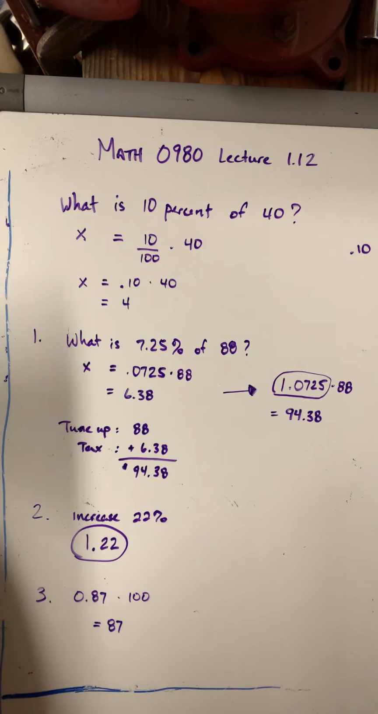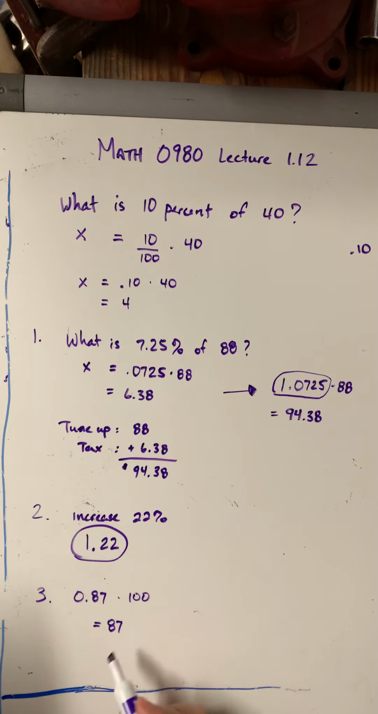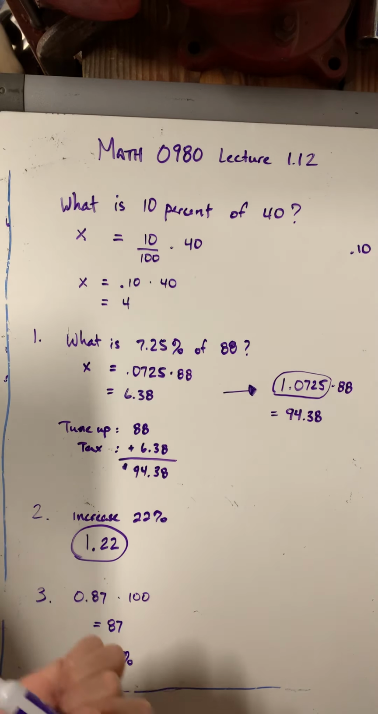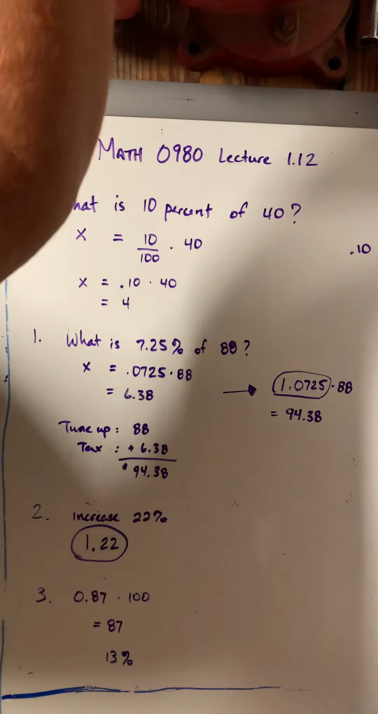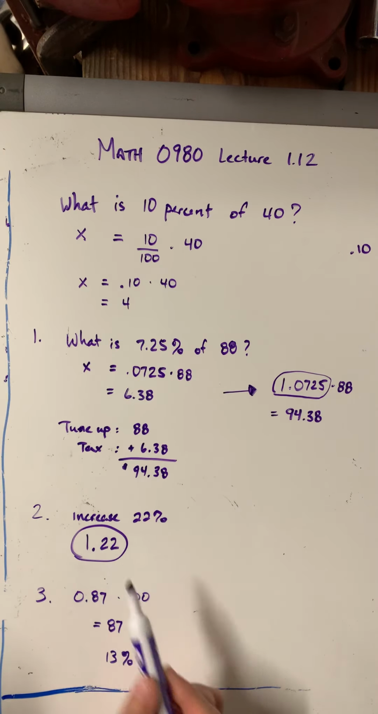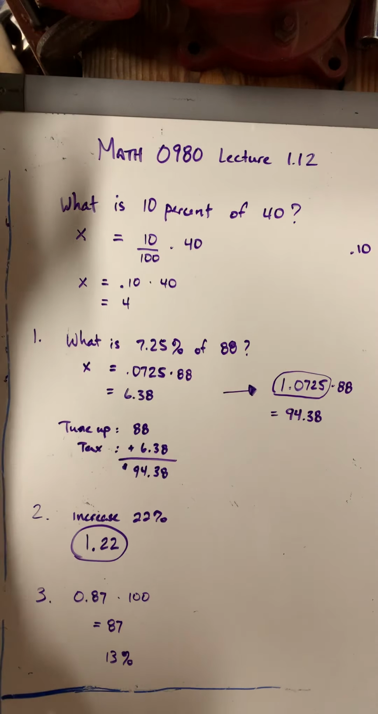So it's a decrease of how much? Well, I lost 13. In this case, it would be 13%. So 100 minus 87 is 13. So 13%. So if my multiplier is less than 1, then that's a decrease. If it's greater than 1, then that would be an increase.